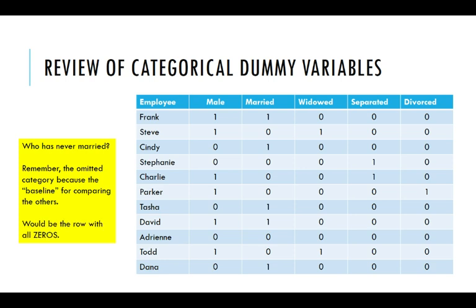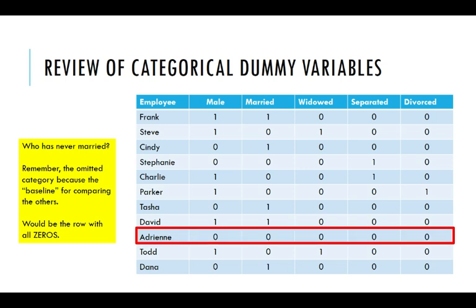Do we agree, guys? It's going to have to be the row with all of the zeros, right? Because it's got to be somebody who was never married. Sorry, they're not currently married. They are not currently widowed. They're not separated, and they're not currently divorced. And I only see one person like that. So Adrian. Adrian must be single or never married. But that's our omitted category.